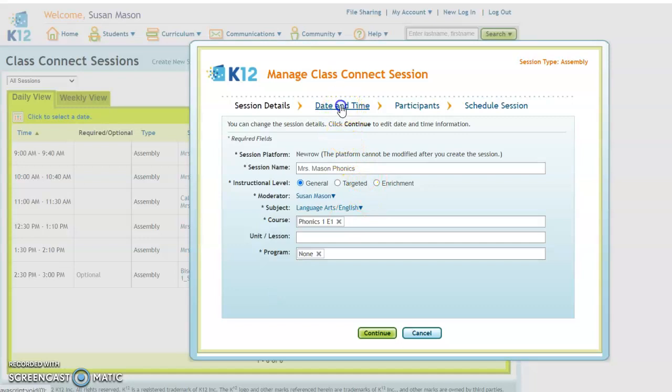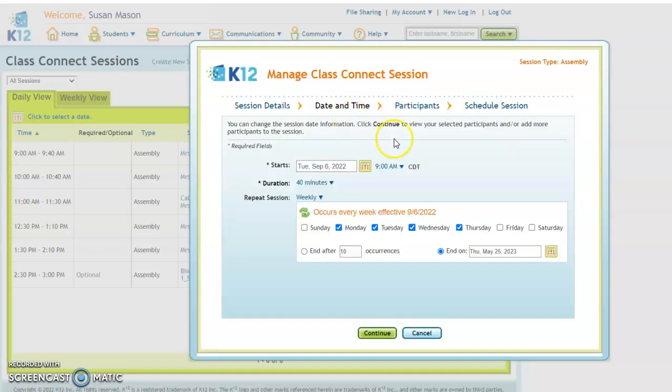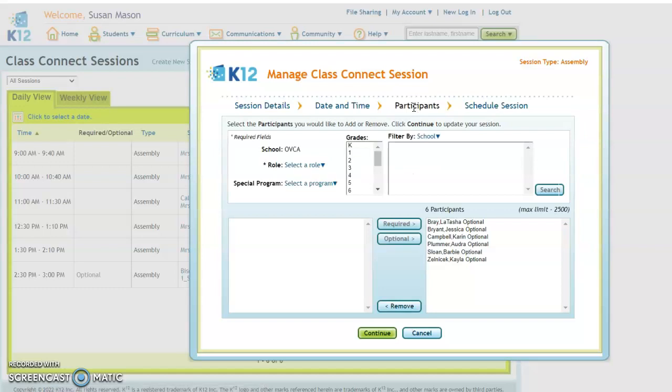Okay, here's date and time. Make sure you get all that in there. Minutes, the time, it's weekly, Monday, Tuesday, Wednesday, Thursday, ends on May 25th. Okay, participants, take a picture. You probably already have those, but if you need it. All right, and so then, you just continue and that's it, right?